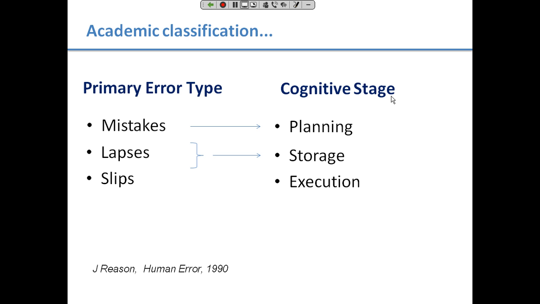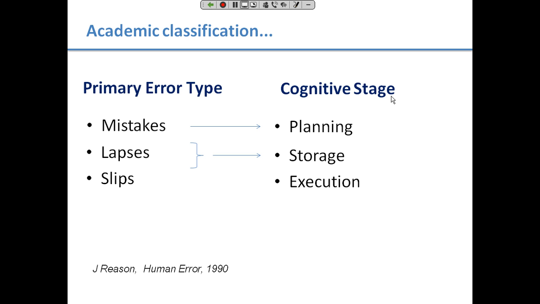And what he means by storage is that you come up with a plan, and it might not be that you execute the plan immediately, but you execute the plan after a period of time. So you had to put that information away and come back to it. So it's that retrieval that leads to lapses, that leads to error. And then we have slips that are essentially related to the execution of that plan. So that's one classification approach that's used academically.